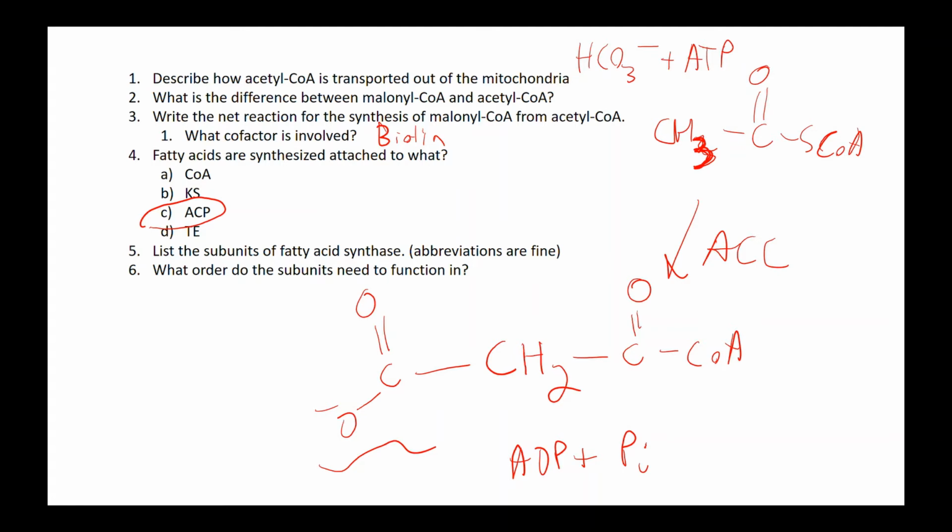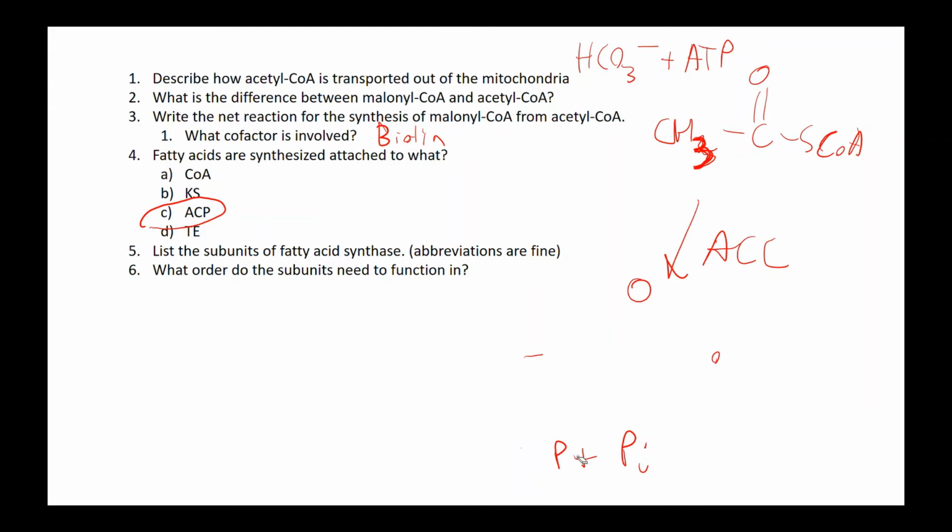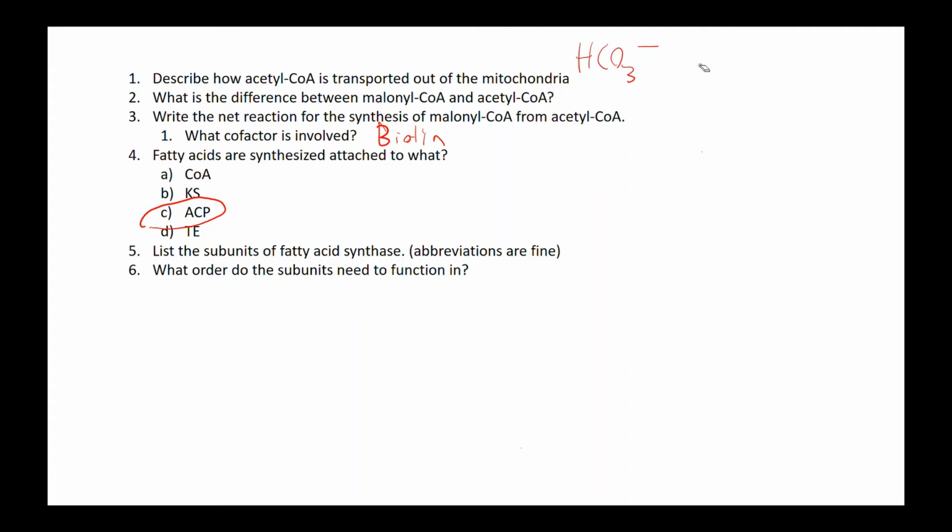Alright, number 5 here, list the subunits of fatty acid synthase. The subunits of fatty acid synthase are basically all the different enzyme components that are needed in order to do our fatty acid synthesis. So, what are they? Well, first of all, one of the subunits that we already talked about in number 4 has to be there. So the acyl carrier protein is one of the subunits of fatty acid synthase.